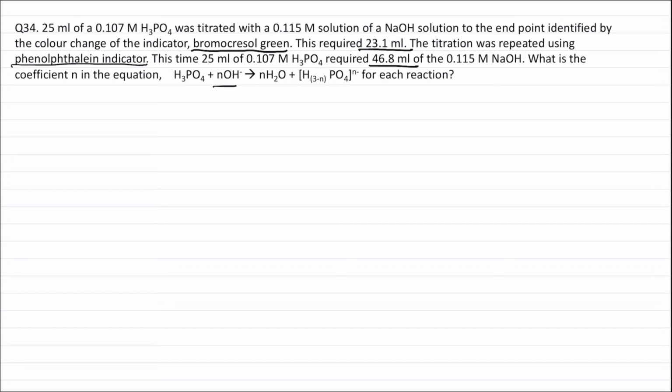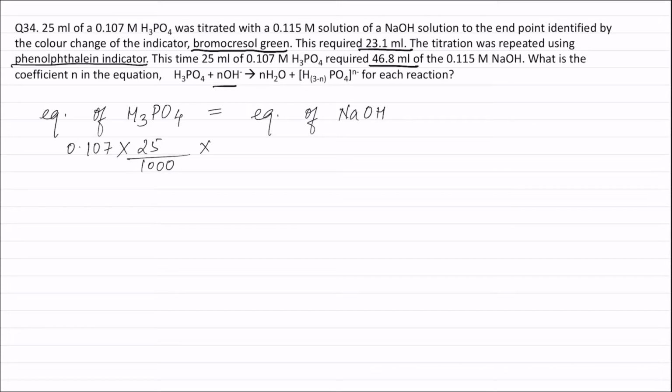Now, equivalence of H3PO4 will be equal to equivalence of NaOH. And equivalence of H3PO4 will be equal to molarity of H3PO4, that is 0.107 M, into volume of H3PO4 in liters, that is 25 divided by 1000 liters, into valency factor of H3PO4, let it be n, and this is equal to equivalence of NaOH.